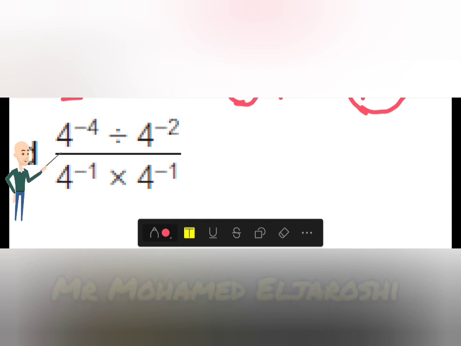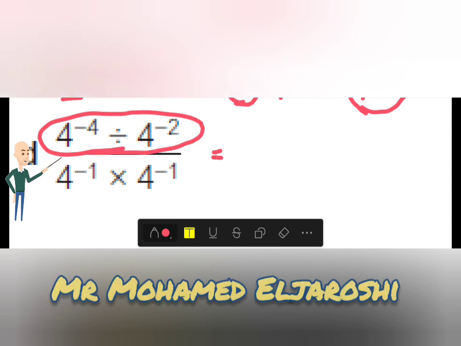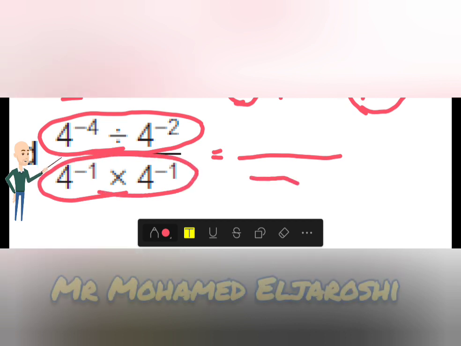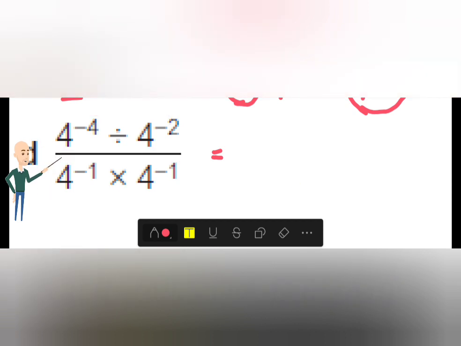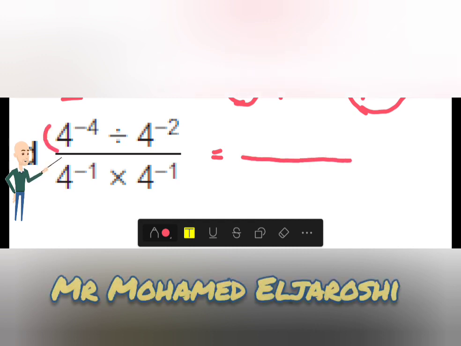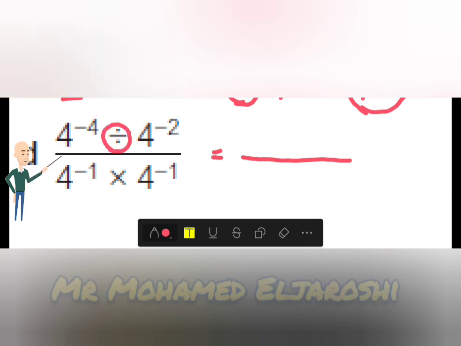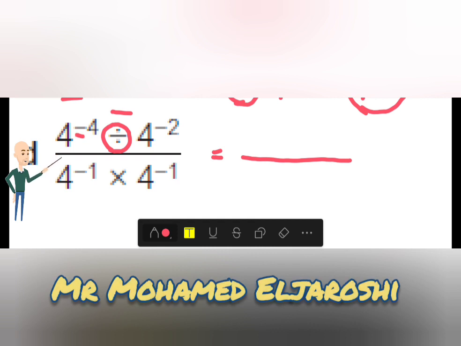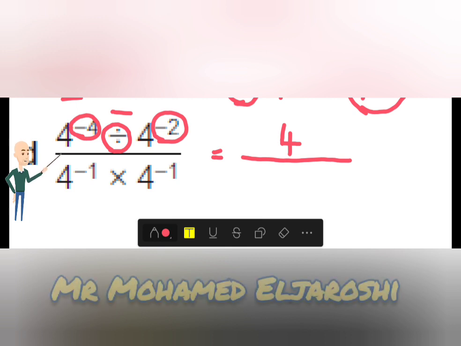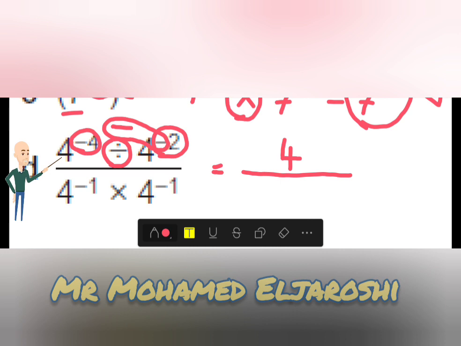Now with this question, you're going to answer what's on top first and write it here, and then answer the ones in the denominator and write it here. So let's start with the ones in the numerator, which is on top. So here we have 4 power of negative 4 and 4 power of negative 2, and it's divided. So dividing means what? It means we subtract the powers. Very good. We write the same base number and we subtract the powers. So it's going to be 4 minus 2, minus minus here is plus. So it's going to be negative 4 plus 2. And negative 4 plus 2 equals negative 2.